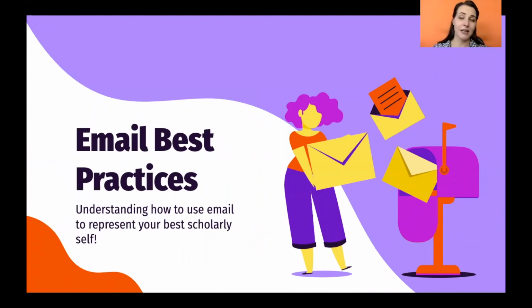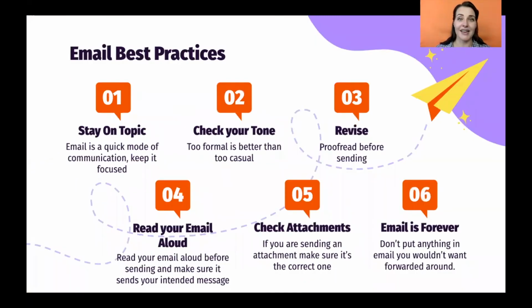Let's go ahead and talk about email best practices. These are just some things to keep in mind to help you represent your best scholarly self when using email communication. So, number one, stay on topic. Email is a super quick mode of communication. Keep it focused. Two, check your tone. Too formal is way better than too casual. Three, revise. Make sure you proofread before sending. A good way to check that is to not put the recipient's email address into the to line until you've gone through and made sure that email is perfect, so you can't accidentally send it to them.